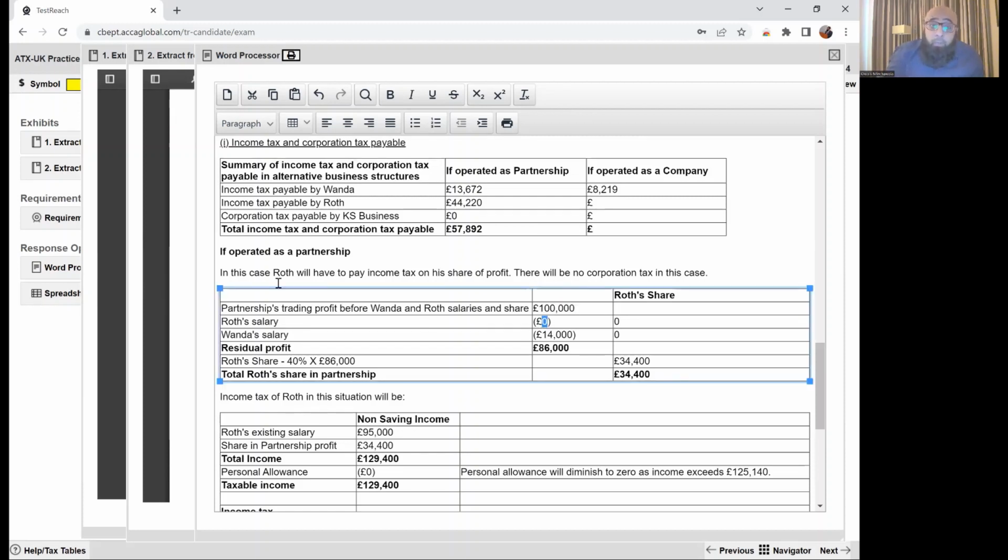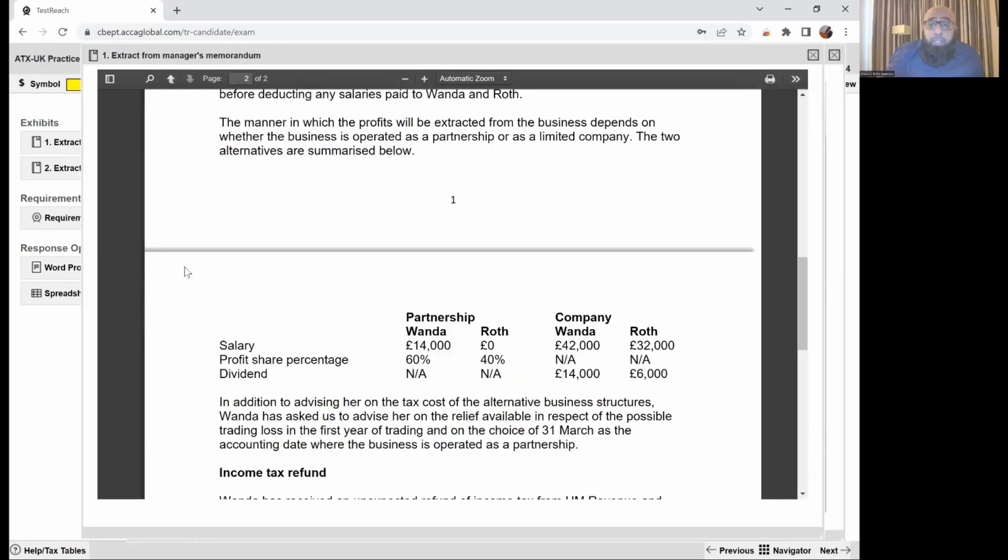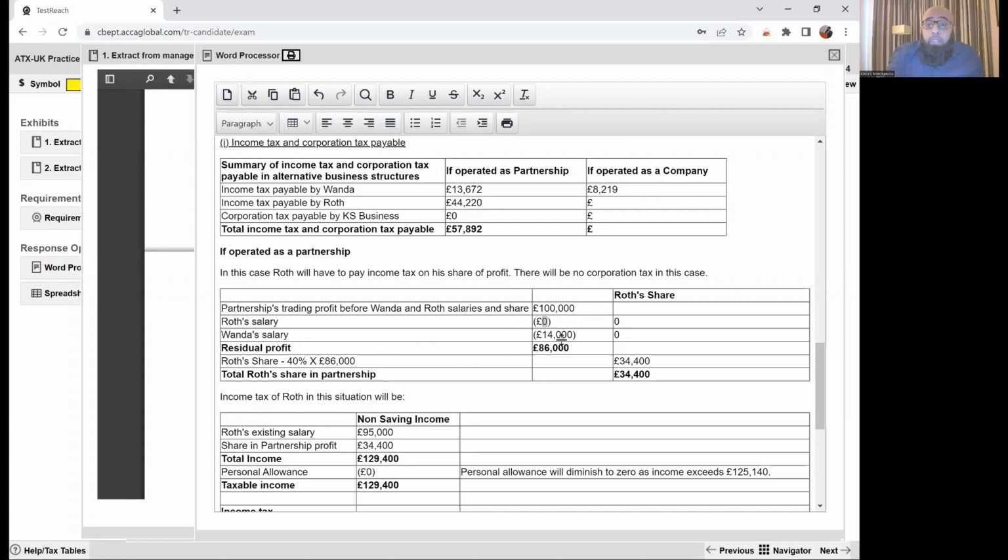Roth salary is 0. It's written here. You can check it. Roth salary is 0 in case of partnership. In case of company, you'll get a salary. Vanda's salary is 14,000. We'll deduct that 14,000 to get the residual profit. On residual profit, Roth will get his share of 40%, which is 34,400, and this is the total Roth share.